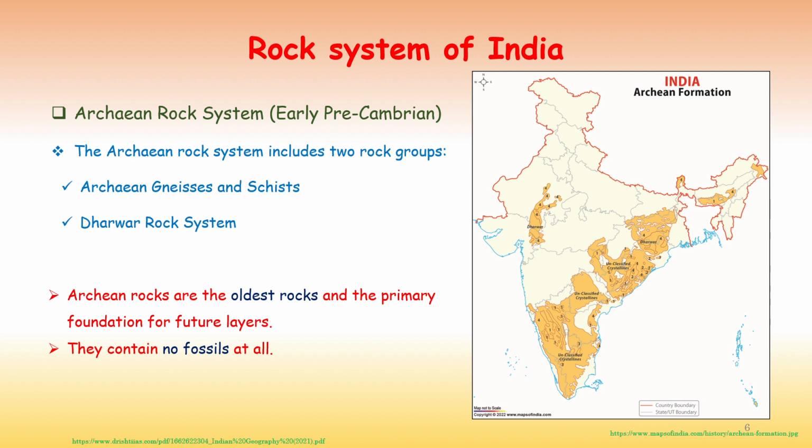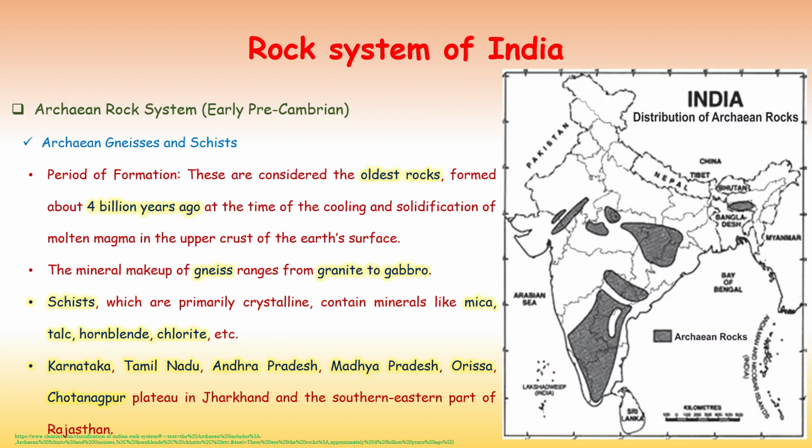Archean rock systems are considered the oldest rock system in the world. To understand the Archean rock system in depth, it has been subclassified into two parts which are Archean gneiss and schist and Dharwad rock. The Archean rocks are also called igneous rock.